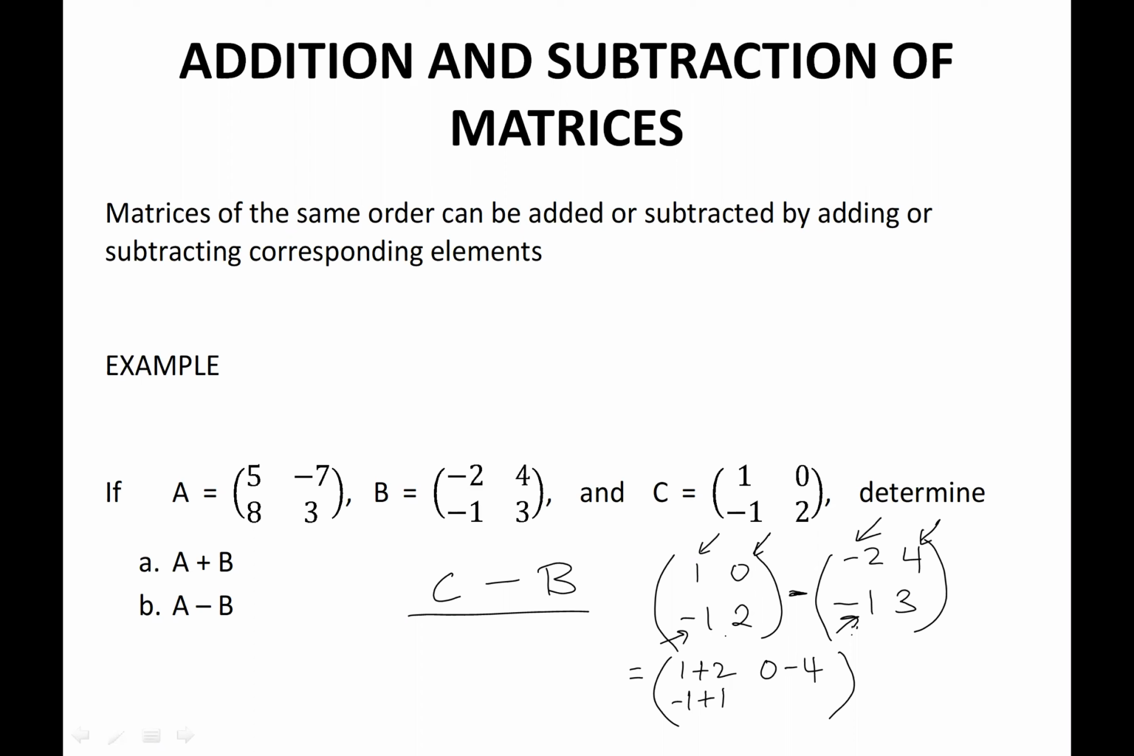And then finally, I'm going to deal with the 2 here and the 3. So that'll be 2 take away 3. All right? And once you take your time and get it into that order, you should be okay. So the first element will be 1 plus 2, which will be 3. The second one will be 0 minus 4, which is minus 4. The third one will be minus 1 plus 1, which will be 0. And the last one will be 2 minus 3, which will be minus 1. All right, so I hope you all were able to get that. All right, and we go to the next one now.